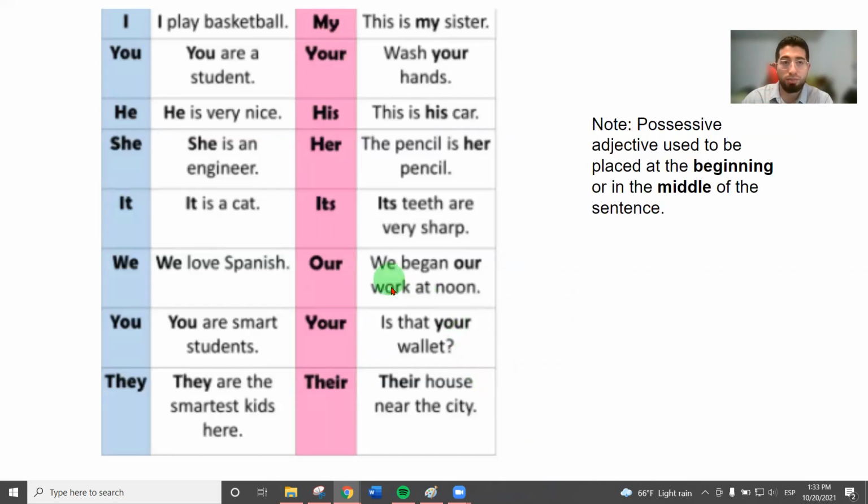Let's see here certain examples. Vamos a ver aquí algunos ejemplos. ¿Listo, chicos? So, commonly, until this point, comúnmente hasta este punto hemos visto que we create phrases, creamos frases with the English nature, con la naturaleza del inglés, como subject, verb, and complement, right? Como I play basketball, right? Como yo juego basketball. Y ahora, chicos, introducimos los possessive adjectives, ¿listo? Entonces tenemos como my, this is my sister, right? Esta es mi hermana.